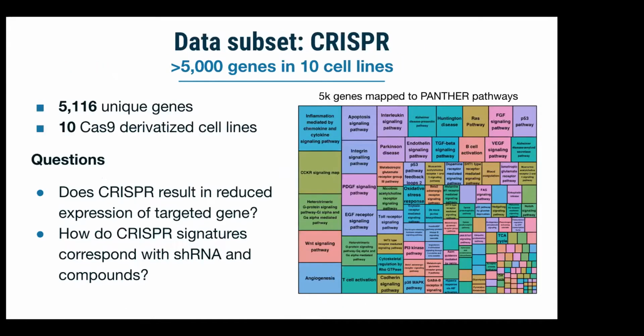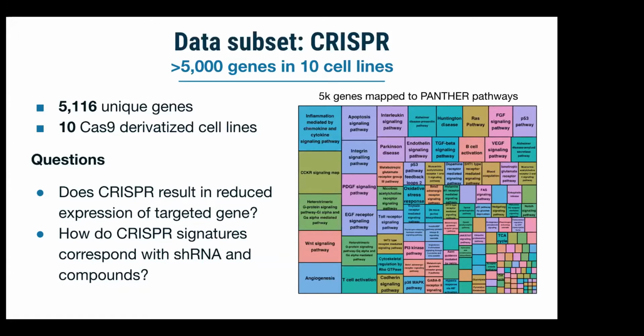A second interesting subset of the data is the CRISPR data set. So this is, again, 5,000 genes that have been profiled across 10 cell lines pretty uniformly. And we've done these at mostly 2 guides per gene, although some have a few more, but the majority of them are done with 2 guides per gene. So one question we can ask of this data is whether CRISPR results in reduced expression of the targeted gene. And how do CRISPR signatures correspond with shRNA and compounds?